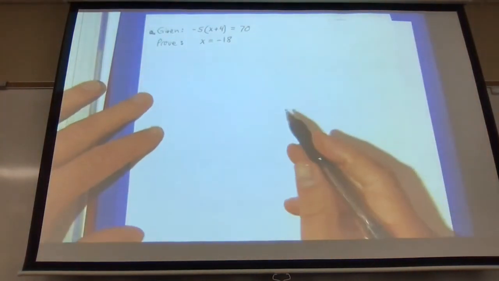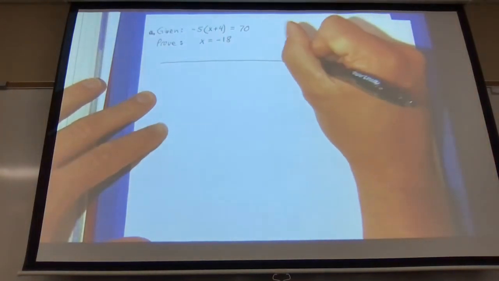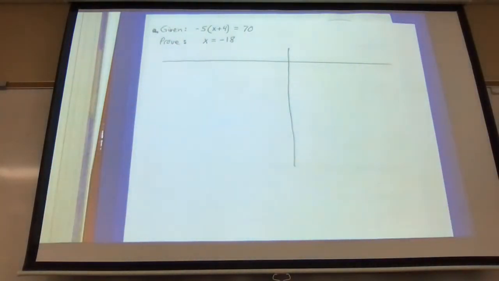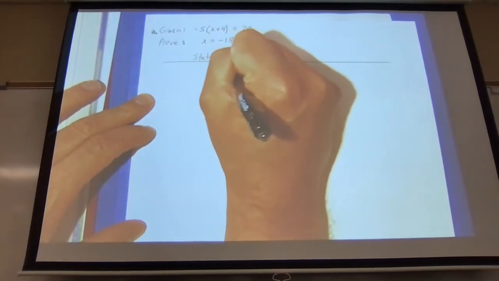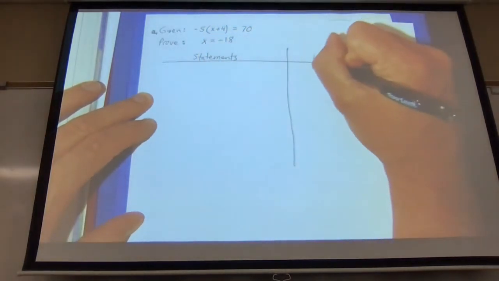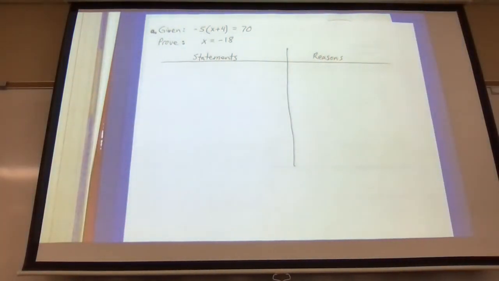And then I told you we're going to have 2-column proofs here. So what we're going to do is make a kind of a T-chart. There's going to be your 2 columns. The left-hand column is going to be where your statements go. The right-hand column is going to be your reasons. And as we go through this proof, every step we put in there, we're going to be able to put in a reason to explain why we're doing what we're doing.